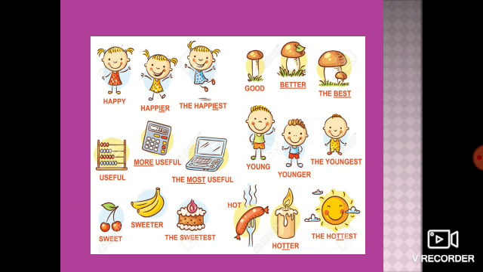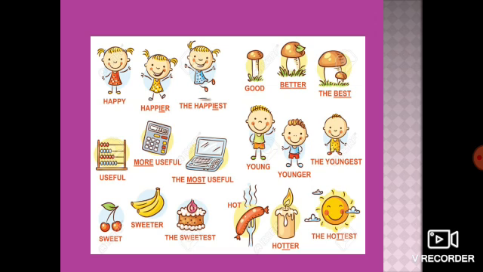Let's understand it with the help of these pictures. The girl in the first picture is happy, positive degree. The girl in the second picture is happier than the first girl, comparative degree. But the girl in the third picture is the happiest, the superlative degree.